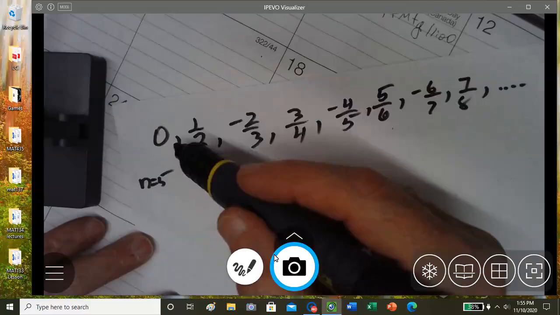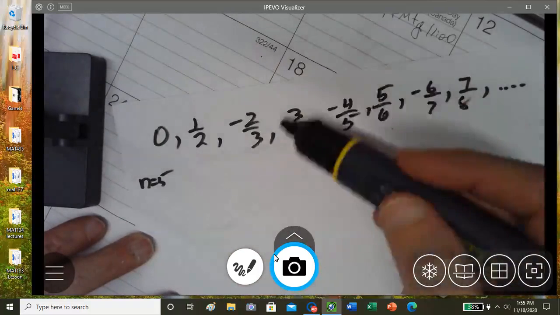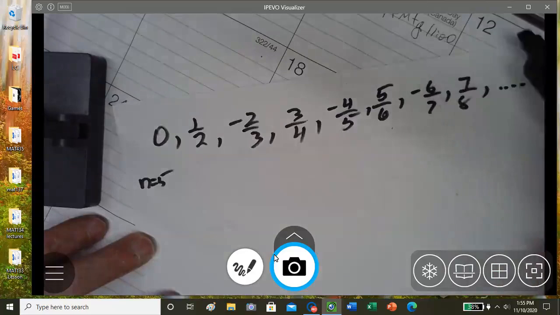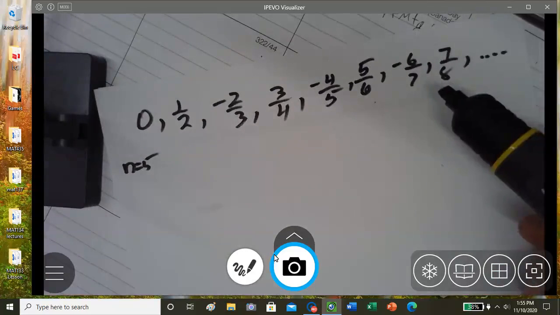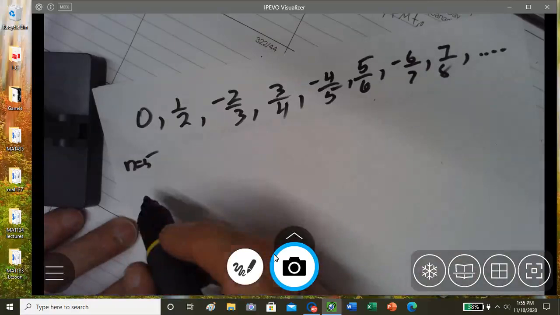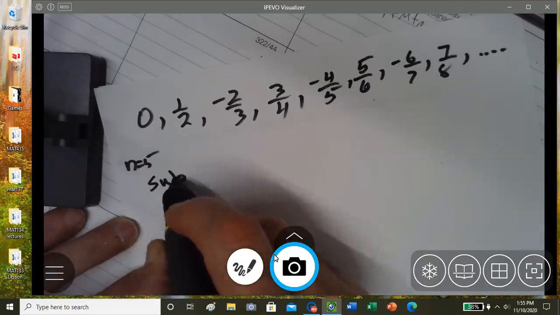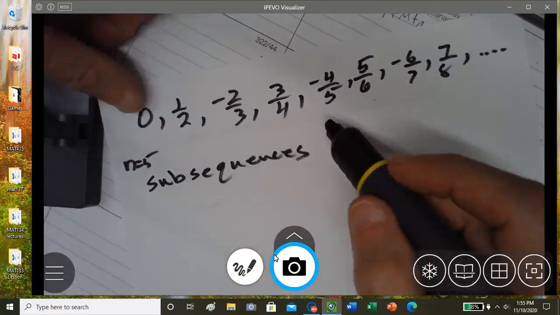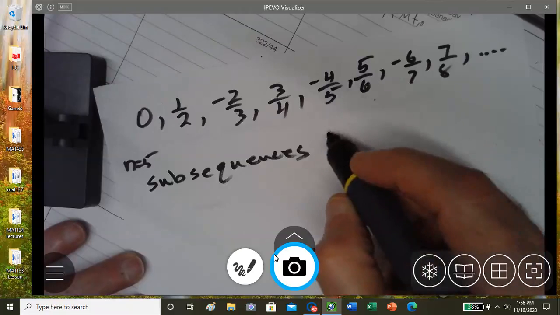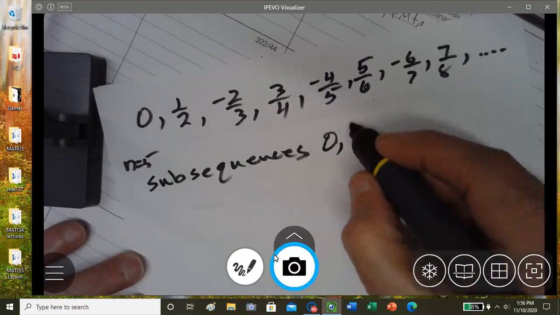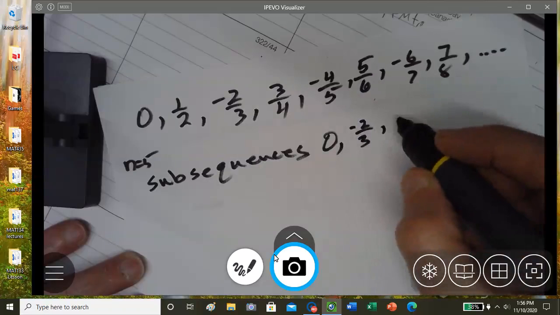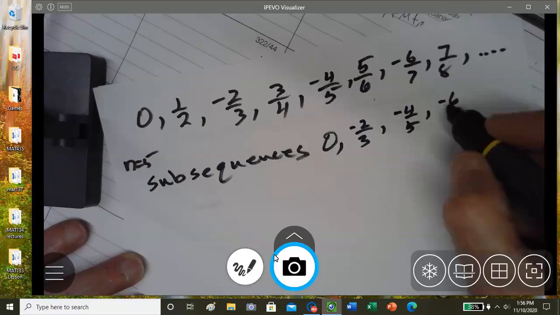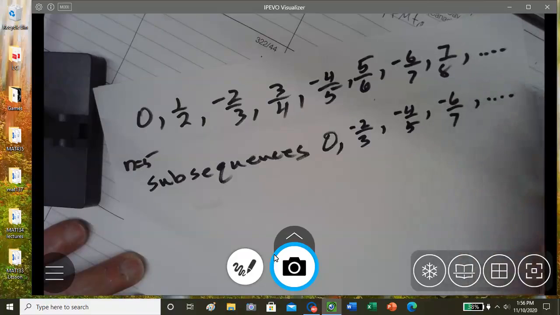So you can see that the sequence oscillates back and forth. It starts off at 0, goes positive, goes negative, positive, negative, and it doesn't converge. But if you were to divide them into subsequences, we take 0 and then negative 2/3, negative 4/5, negative 6/7, and so on.